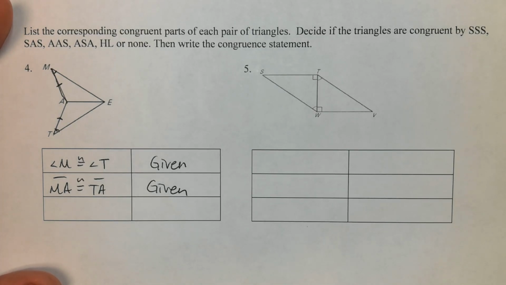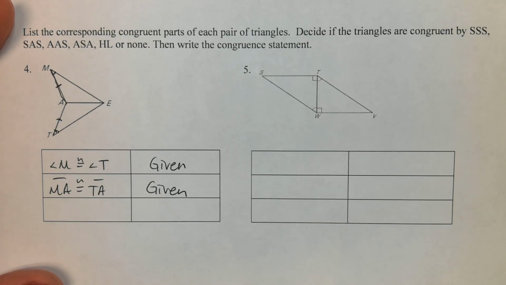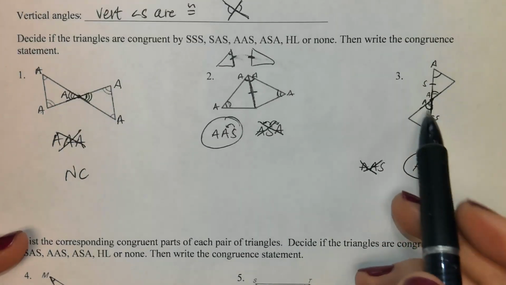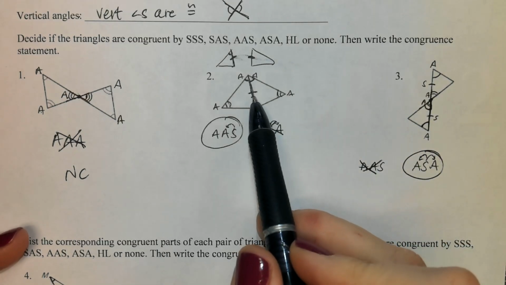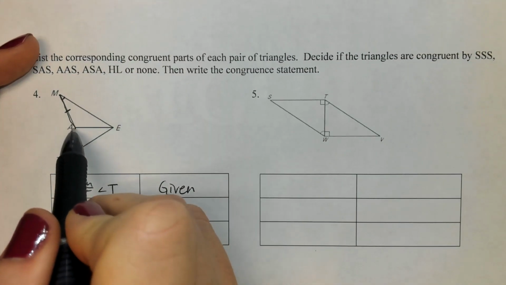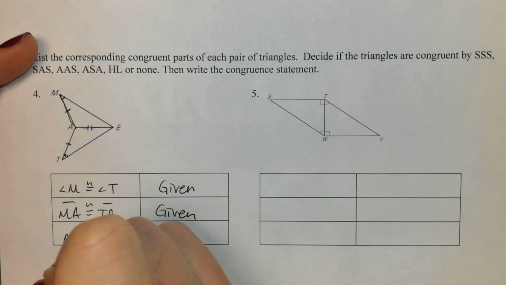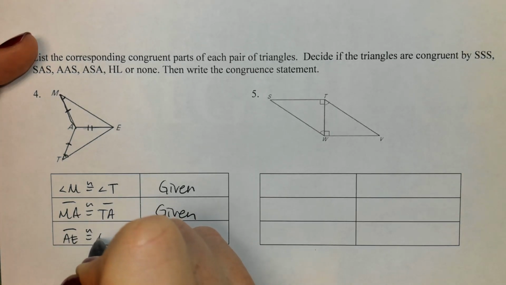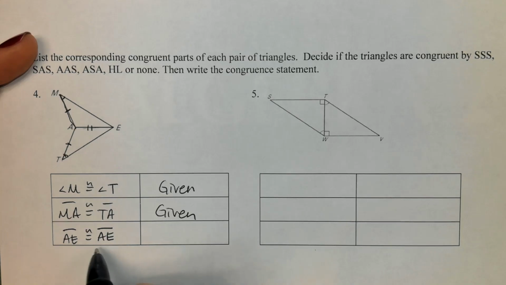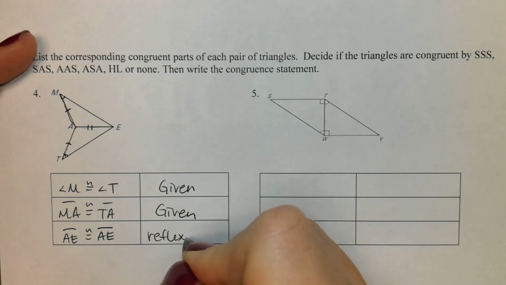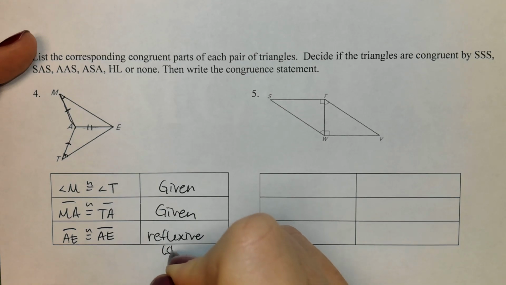So the two extra things you're looking for today are either reflexive property, which is shared side, or vertical angles. Do they touch each other at a point like that, or are they touching each other at a whole side? And this one is touching at a whole side. So I'm going to double mark that. Now I know that AE is congruent to AE. That's the weird thing where you say something's equal to itself, and that's reflexive, or you could also say shared side.